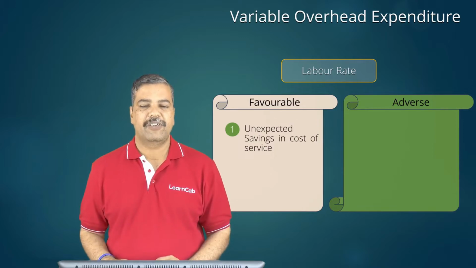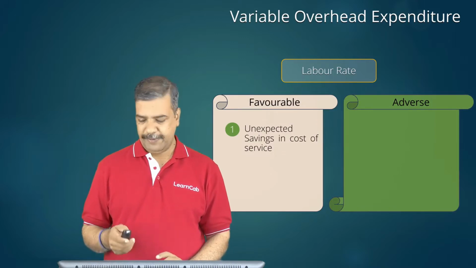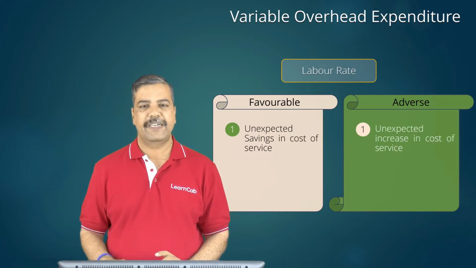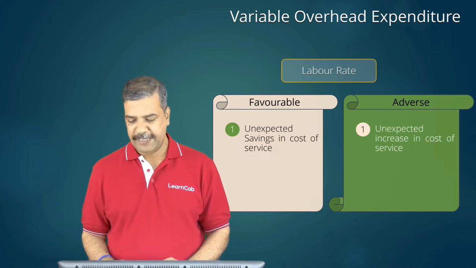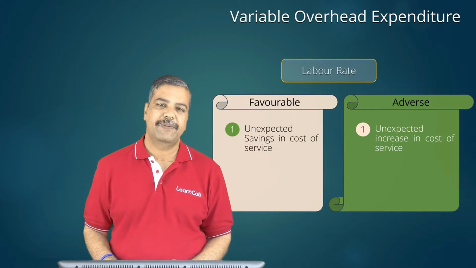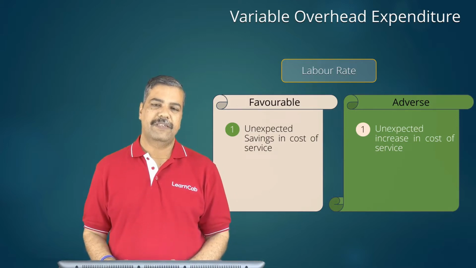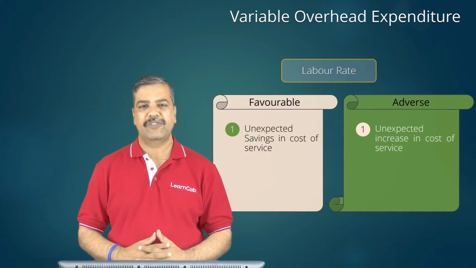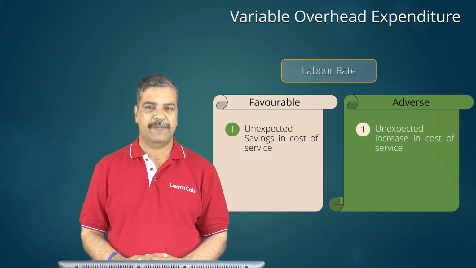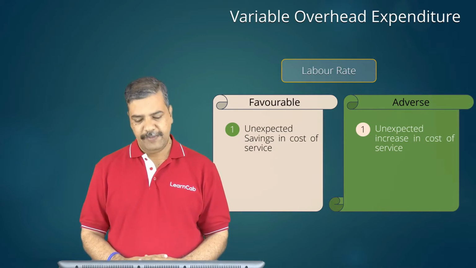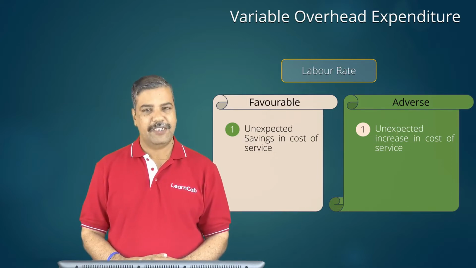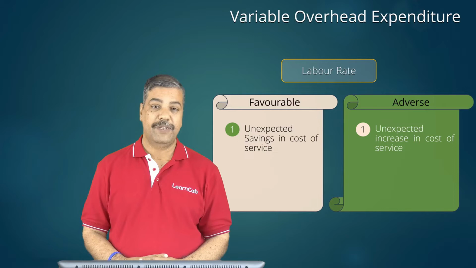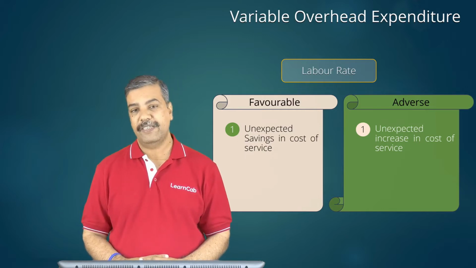Unexpected saving in cost of services may be a favorable reason for these rates. Unexpected increase in cost of services may be adverse. So what is the variable overhead expenditure we are talking about? That is how much the cost you have incurred has gone up over a period of time, when compared with actuals. Favorable is if you are saving cost, that is, you are not incurring extra money on doing the same activity. But if you are spending more money on that, if your expenses are going up, then it is an adverse effect.